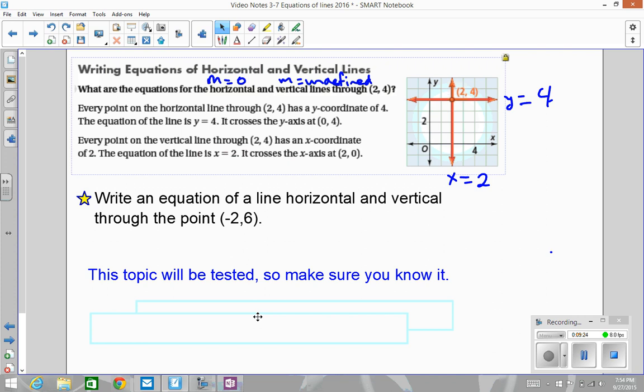For every point on a horizontal line through (2, 4), the y coordinate is 4, so the equation is y is equal to 4 every time. And it's the same idea for the x one. You're going to have to do this on the test, I'm going to ask for this. So here's one to practice.